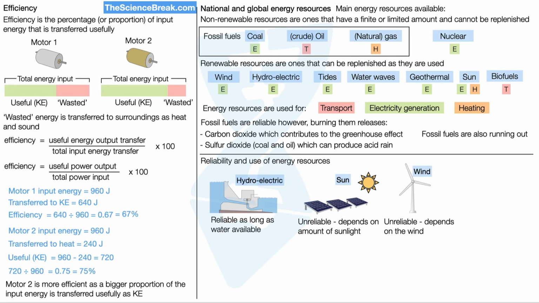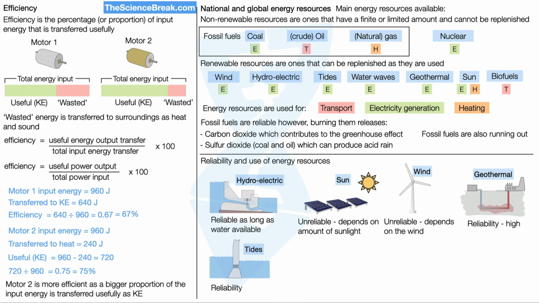Wind, again, this is unreliable because it depends on the wind blowing. And we have geothermal. This is hot water pumped down to hot rocks, which is heated, turned to steam, which turns turbines for generating electricity, and the reliability of this is high. For tides, this uses the tide movement, water coming in and out, to generate electricity. This reliability is high because you will always have tides.